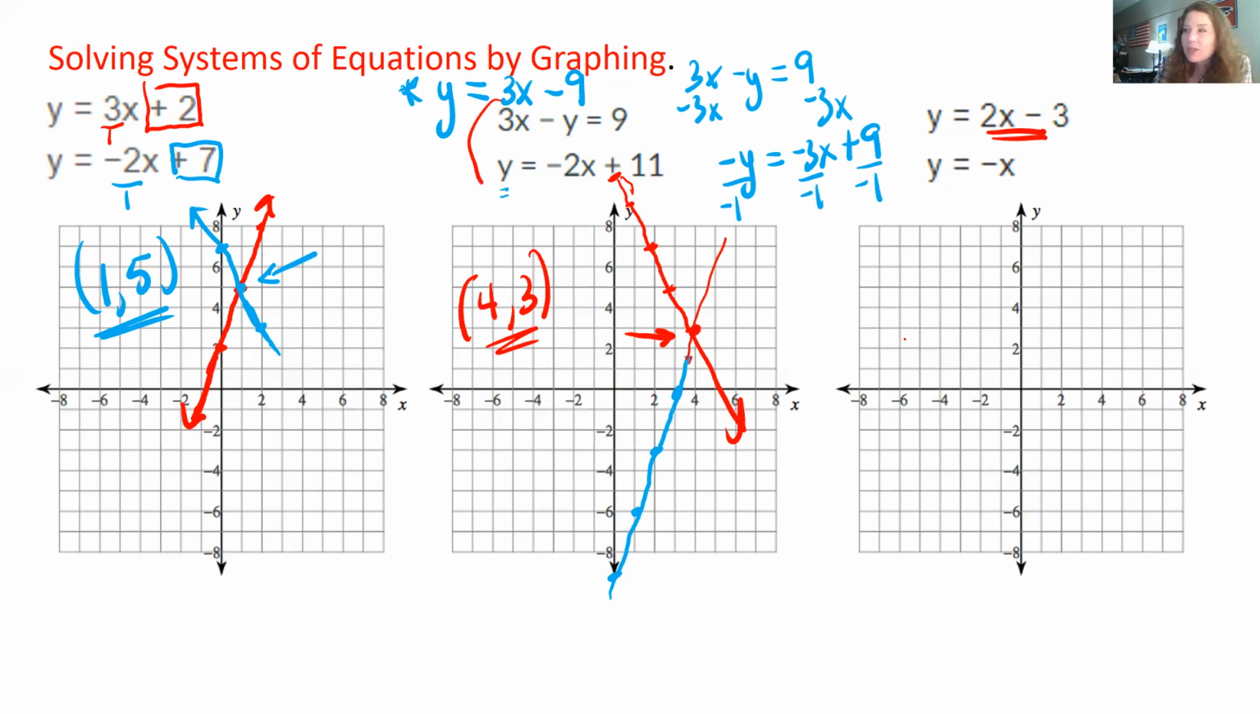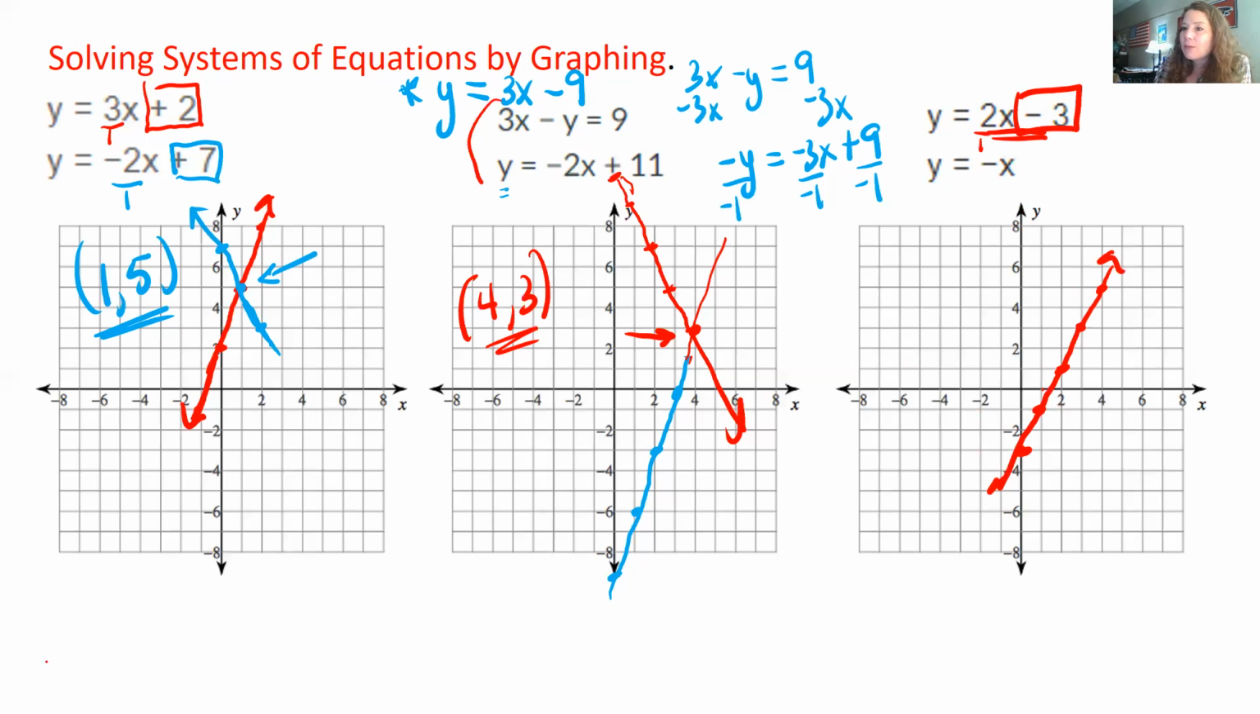Thankfully, these are already solved for us and they're small numbers. So we're going to start with our y-intercept, which is -3. And then our rise is 2, our run is 1. So we're going to go up 2, right 1, up 2, right 1, up 2, right 1, up 2, right 1. We could do that all day.